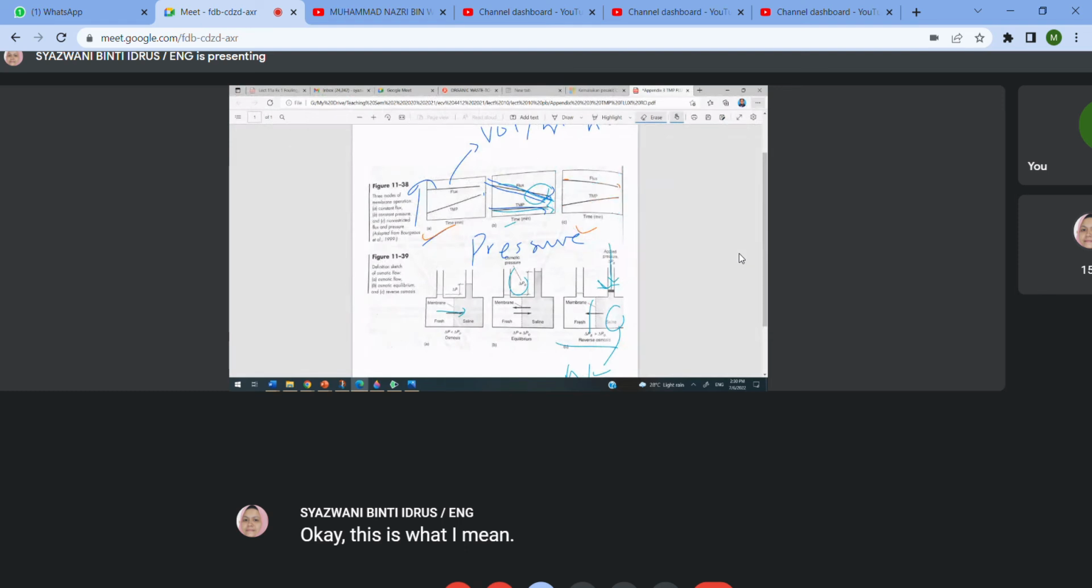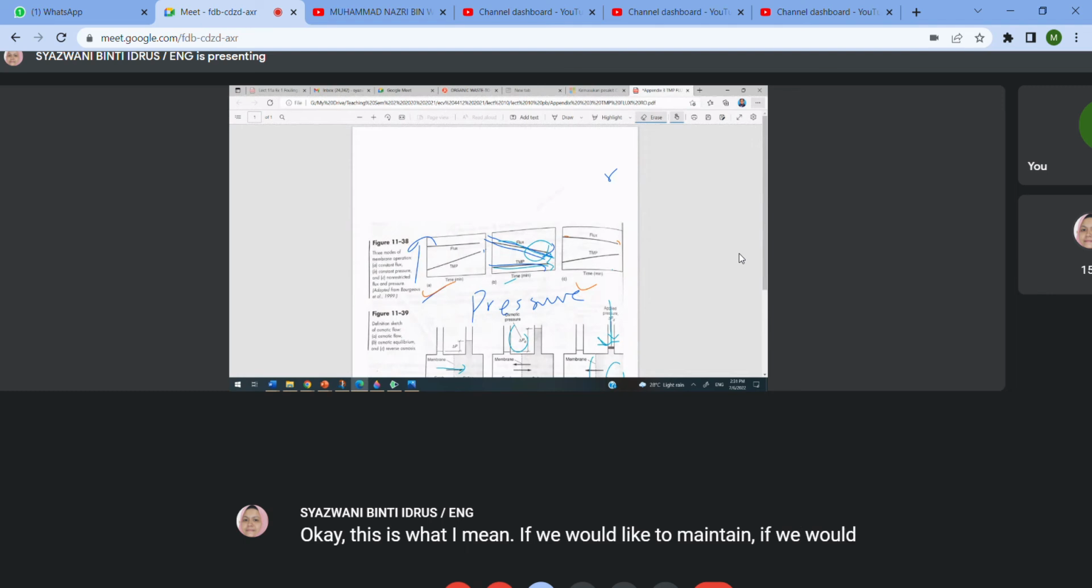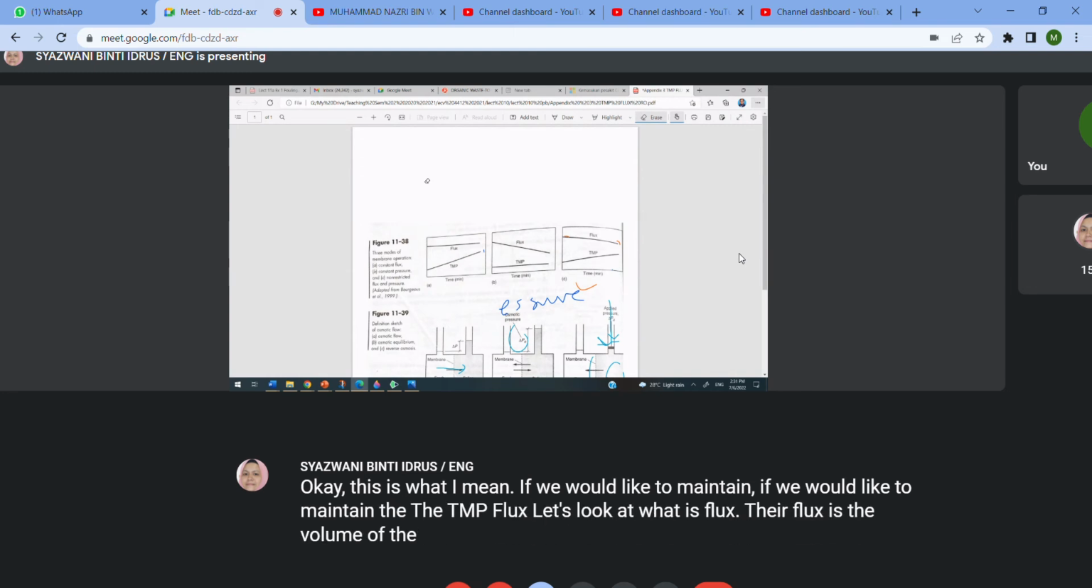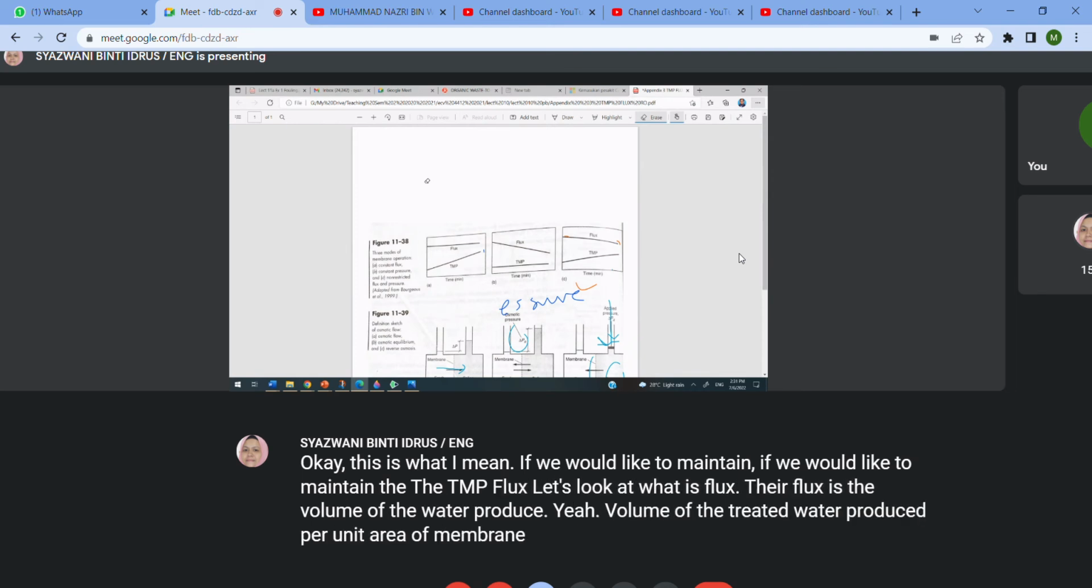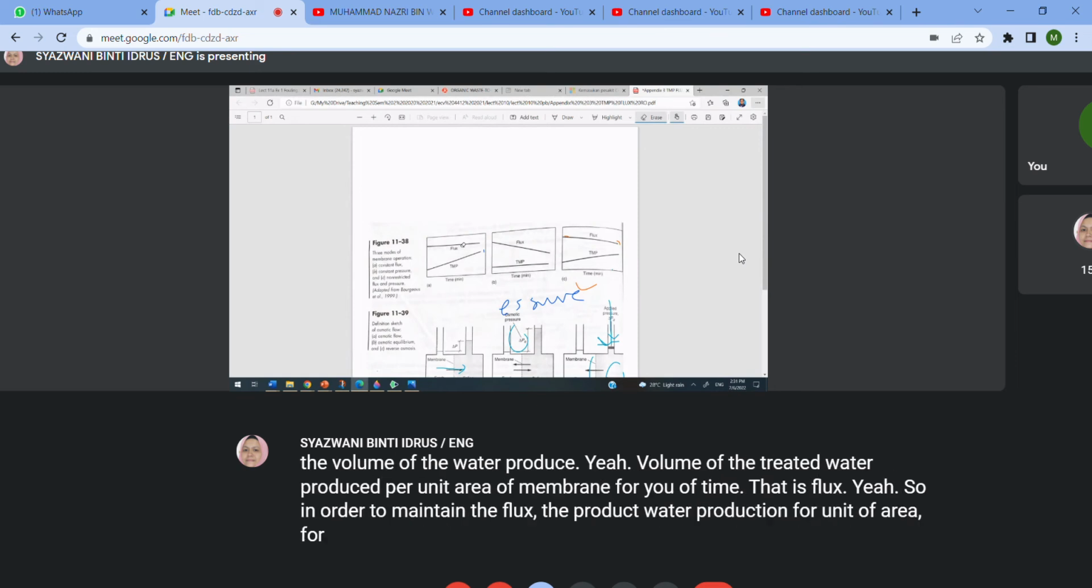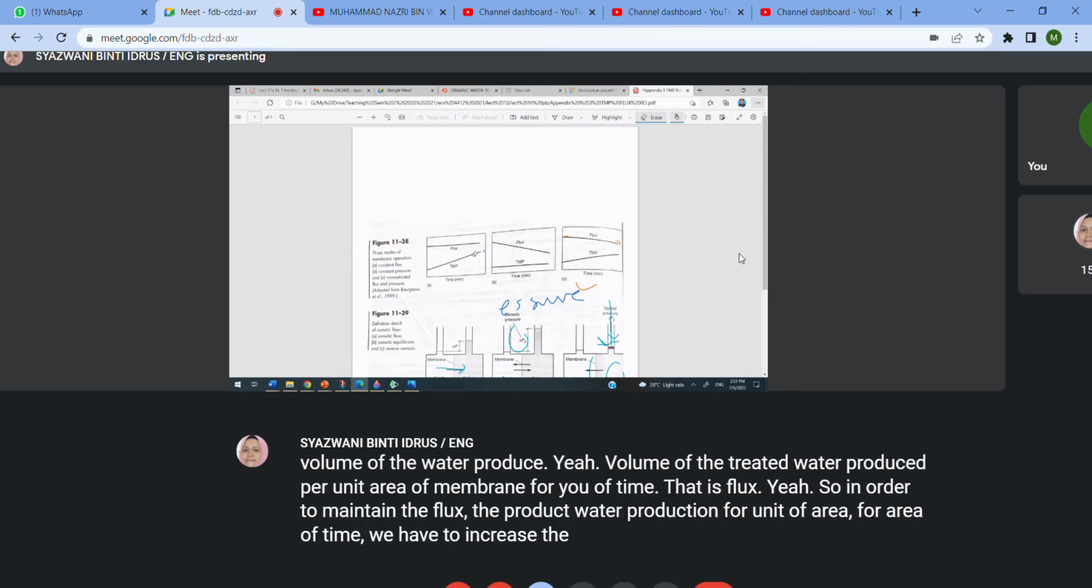Okay. If we would like to maintain the TMP, the flux, let's recap what flux is. Flux is the volume of the treated water produced per unit area of membrane per unit of time. That is flux. So in order to maintain the flux, the product water production per unit area per unit of time, we have to increase the transmembrane pressure.